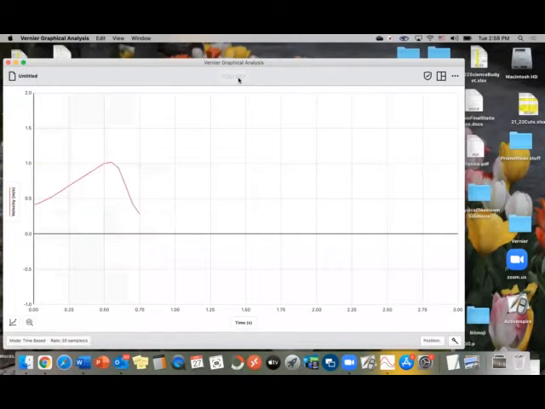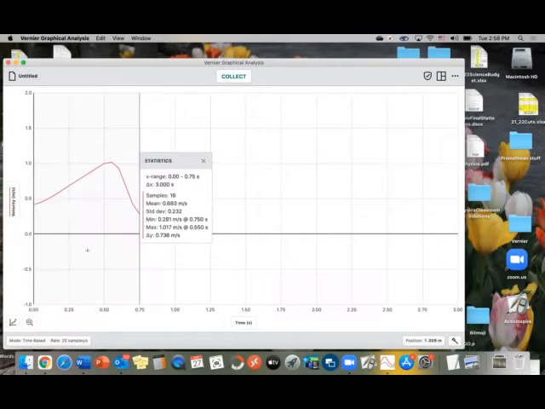Okay, not bad at all. So let's take a look here. So this one is 1.017 meters per second. And it moved the notebook 16.5 centimeters. 16.5 centimeters is how far it moved the notebook.